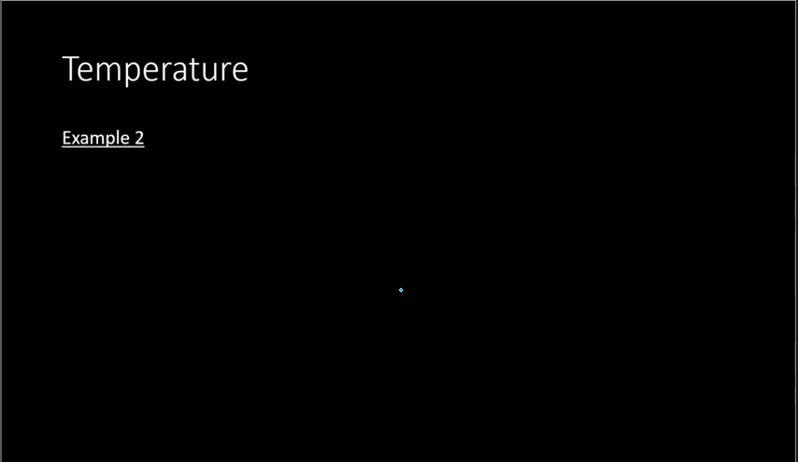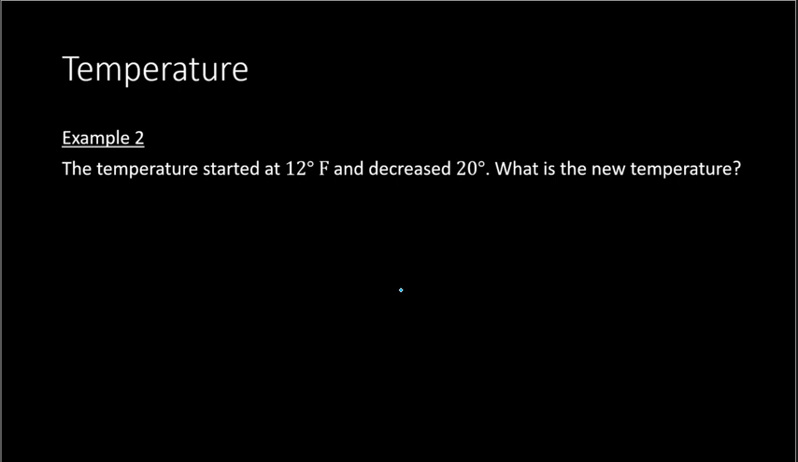So another example with temperature. Here we are told that the temperature started at 12 degrees Fahrenheit and decreased 20 degrees. And the question is, what is the new temperature? So we started at 12, and then decrease means subtract. So we're subtracting 20 from 12. So this problem would be solved by taking 12 minus 20.